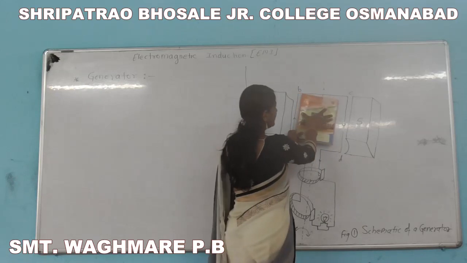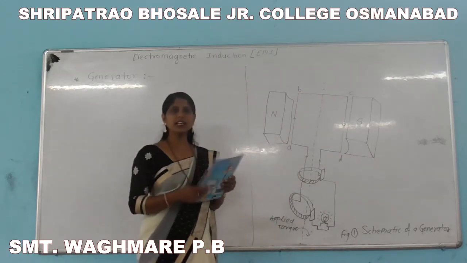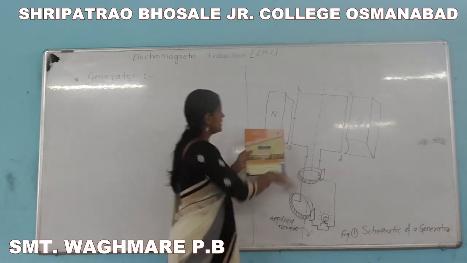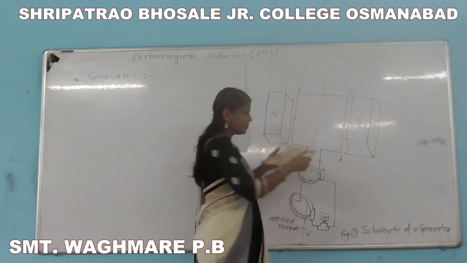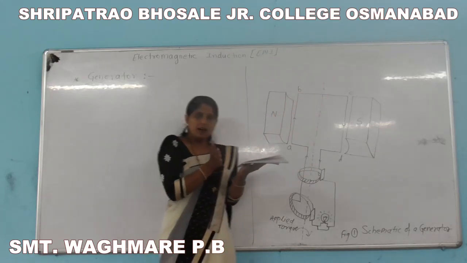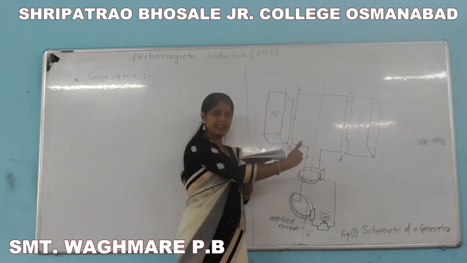Suppose this is the coil, and these are the armatures of this coil. And here is the N pole and here is the S pole.